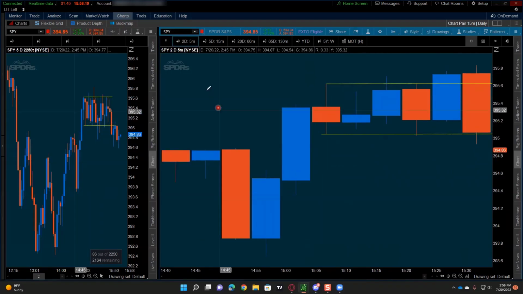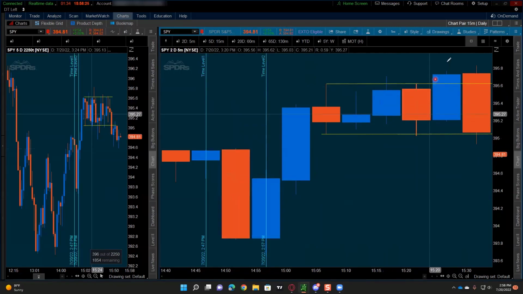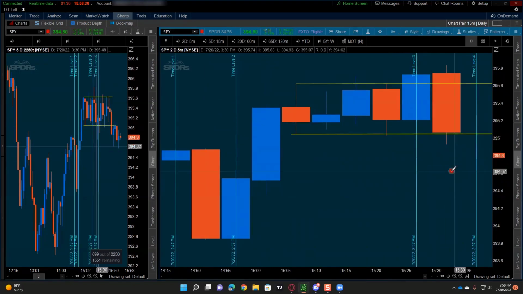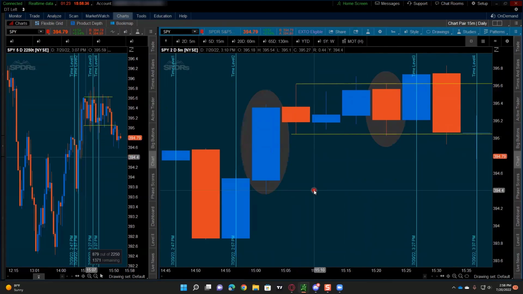Let's mark out these two really big candles. I'm going to go to the left side and the right side of that big candle. And we're going to go to the left side and the right side of this really big candle. Now, just to make sure we're in the right spot, I'm going to put a bubble on each side so that we know where our lines are.